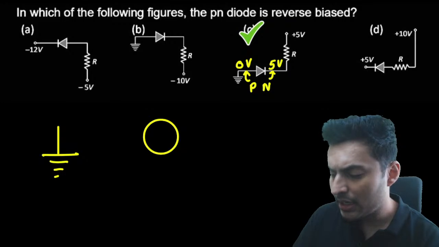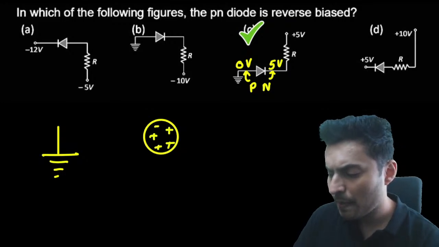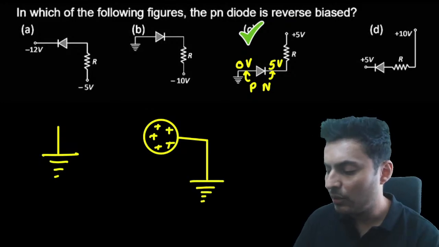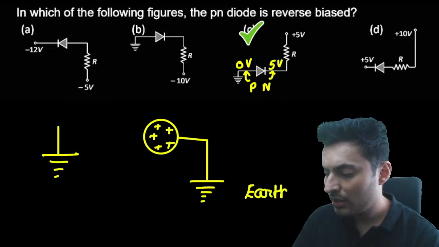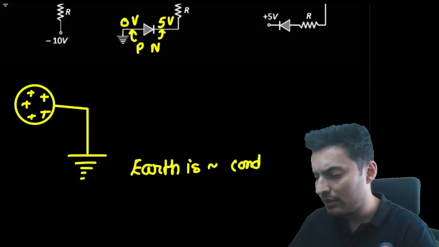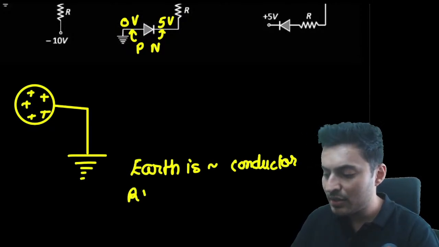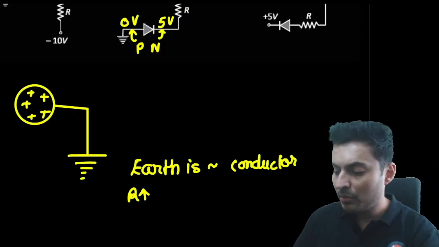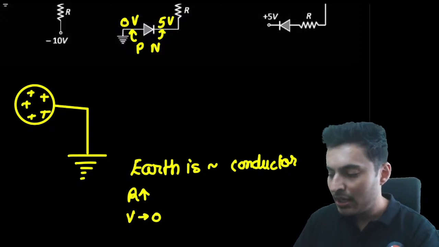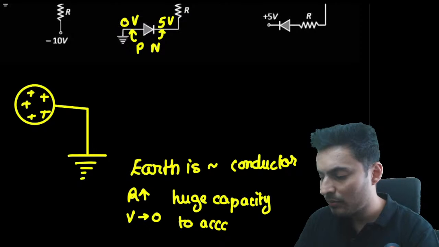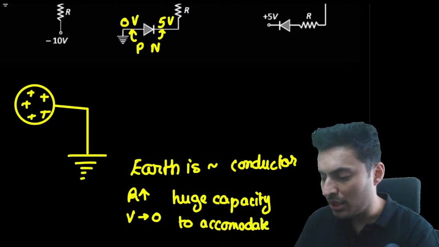When you take any conductor and there is some charge on it, and you take a wire and connect it to earth. Now earth is also an approximate conductor. Because the radius is huge, imagine when the radius is huge, then the potential almost becomes zero. It has a huge capacity to accommodate charge.